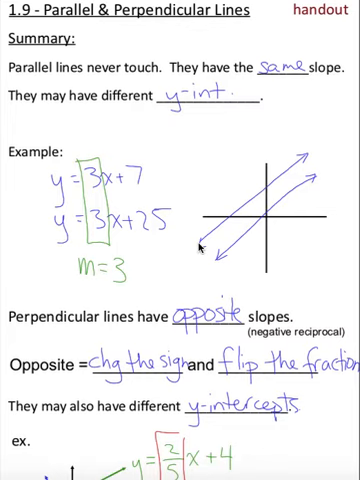Okay, so we're now going to be looking at parallel and perpendicular lines. You should have done the activity already with the Desmos, and if you have not, please pause this, go do it, and come back. So we're going to go through a summary.